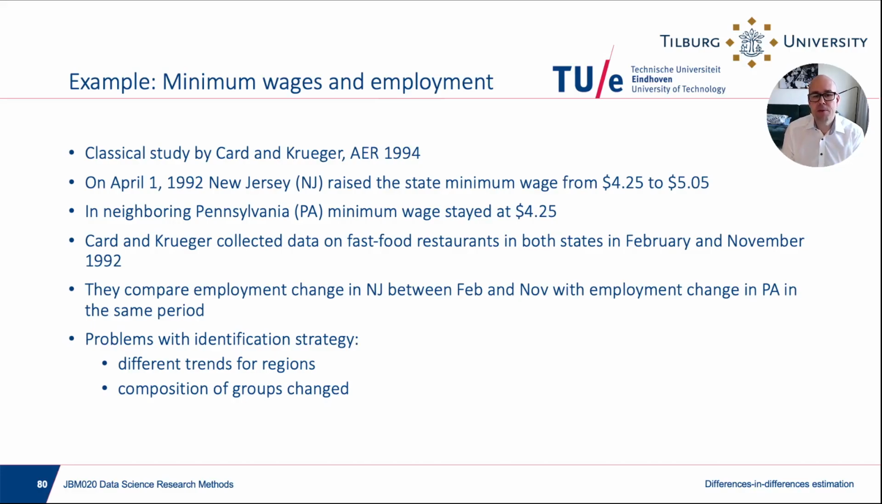So what they did was to compare employment changes in New Jersey between February and November with employment changes in Pennsylvania in the same period. And I'm already putting here two things that could go wrong. So in some sense, they really have like 4 data points. And this was the starting point of this presentation here. So there could be different trends, and there could be compositional changes.